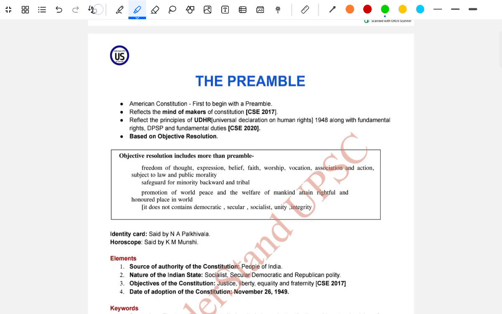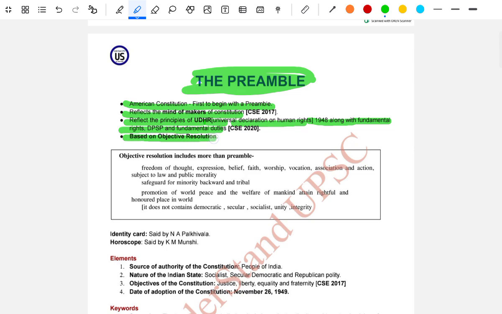Preamble. The American Constitution was the first to begin with a preamble. It reflects the mind that makes the Constitution. It reflects the principles of the UDHR, the Universal Declaration of Human Rights 1948, along with the fundamental rights, DPSP and fundamental duties, based on the Objectives Resolution.